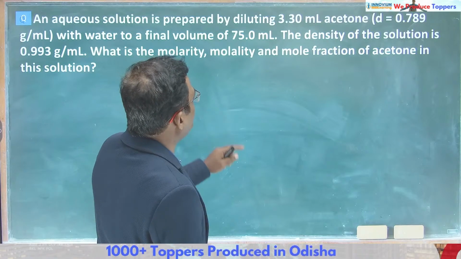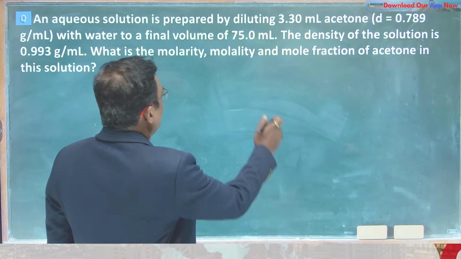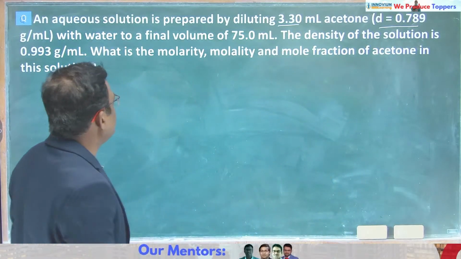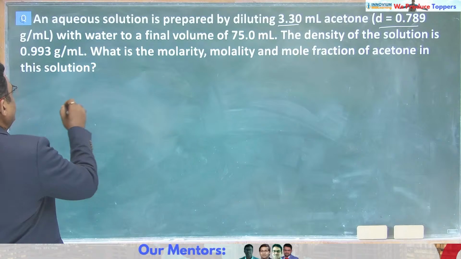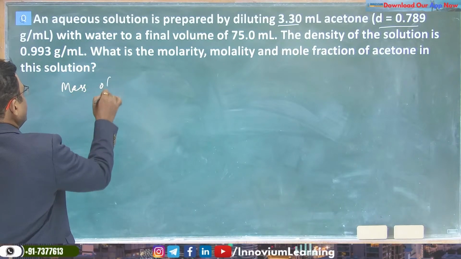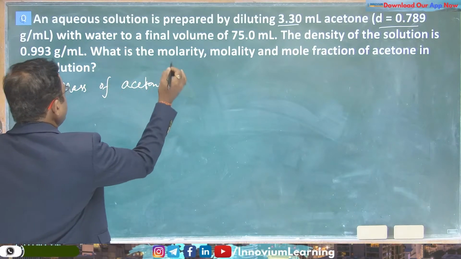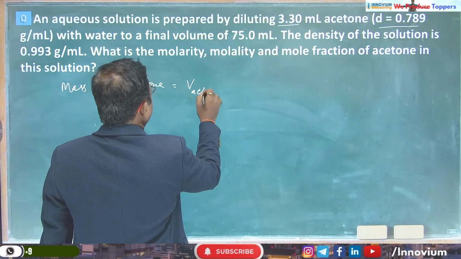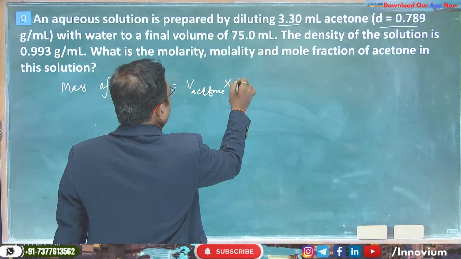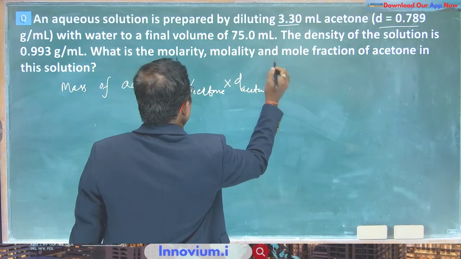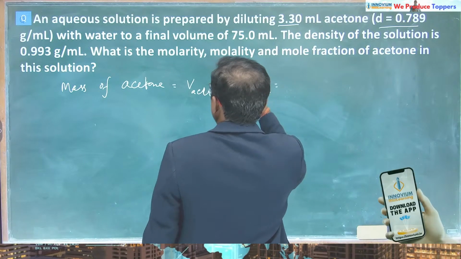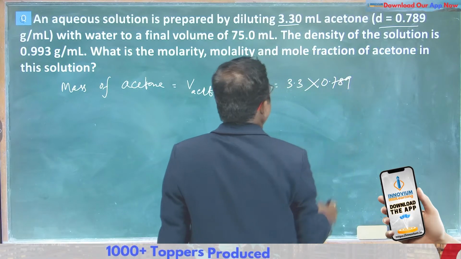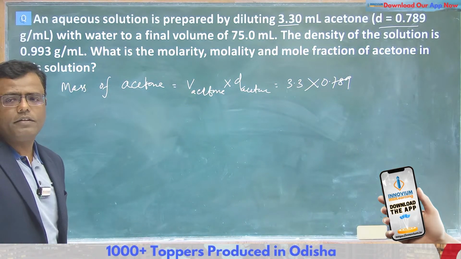So in this question, first we should find out the mass of that acetone. Volume of acetone is given here and the density of acetone is given. Then what is the mass of acetone? So mass of acetone is volume of acetone multiplied with density of acetone. Volume of acetone is given as 3.3 multiplied with 0.789, correct? So volume multiplied with density gives you the mass.